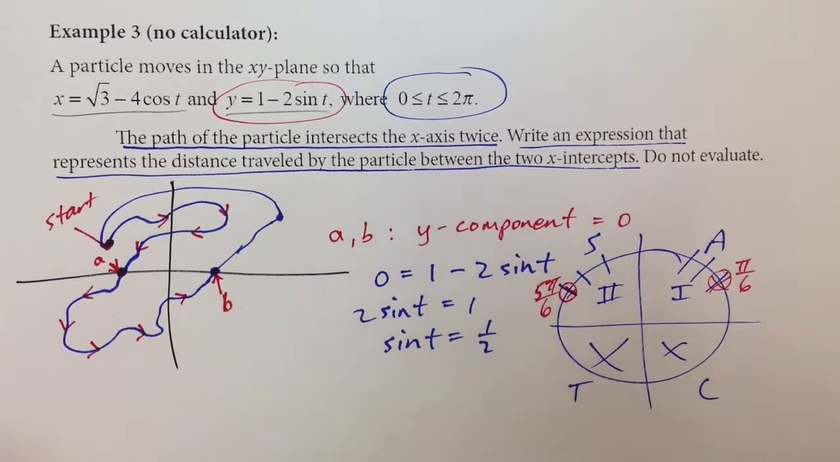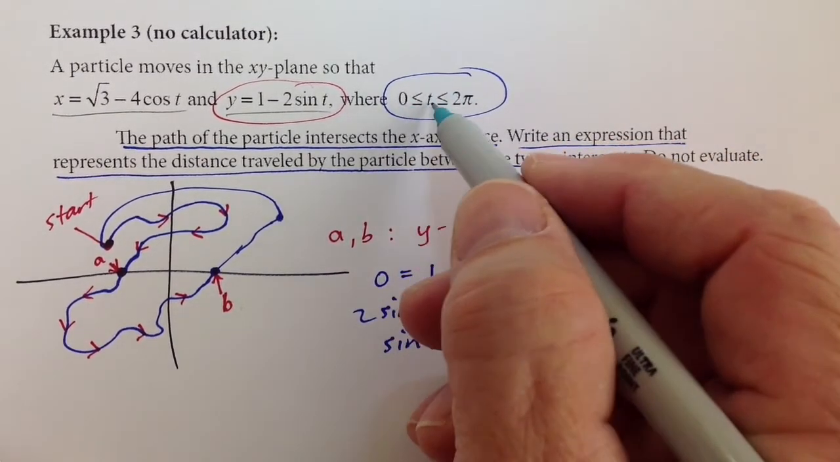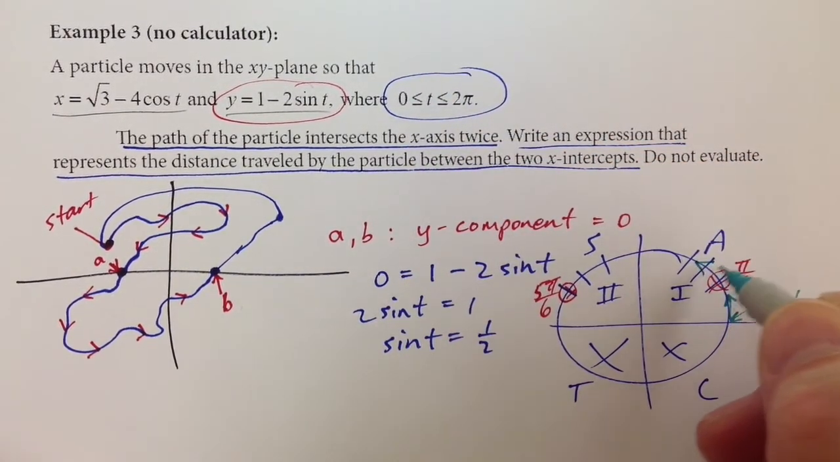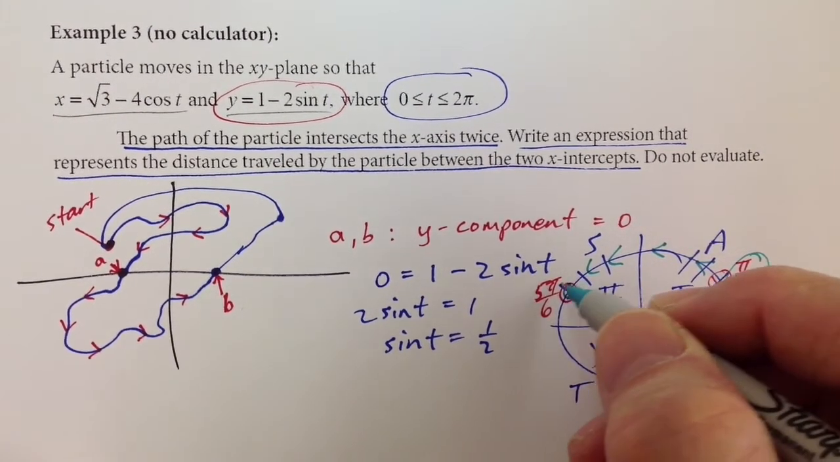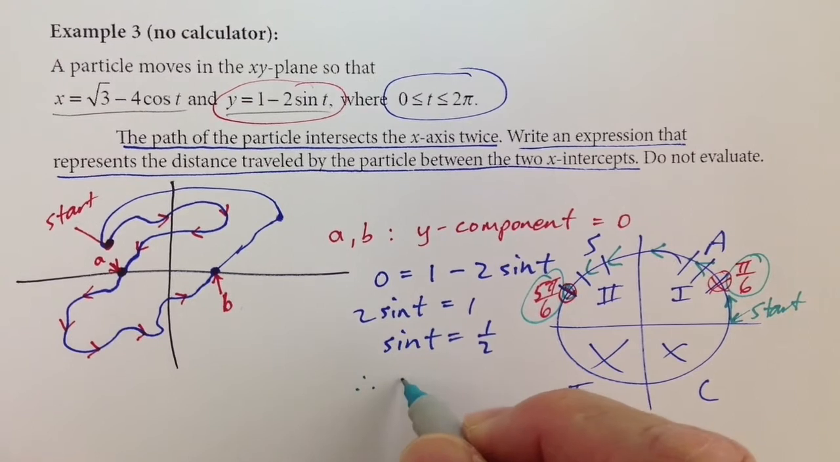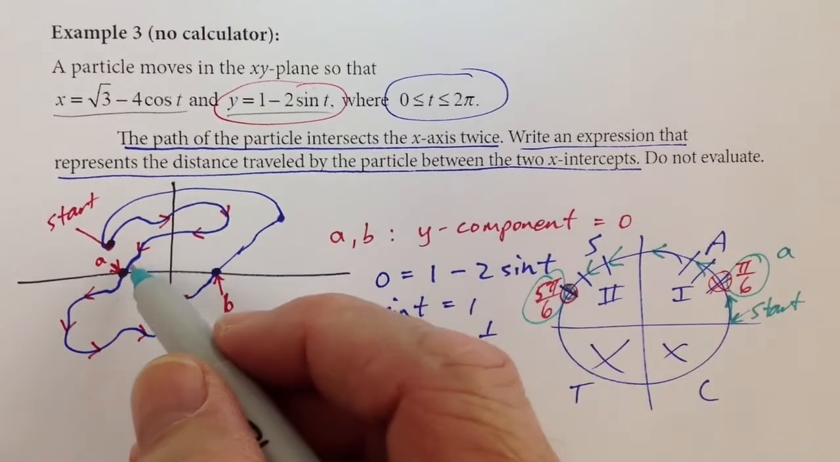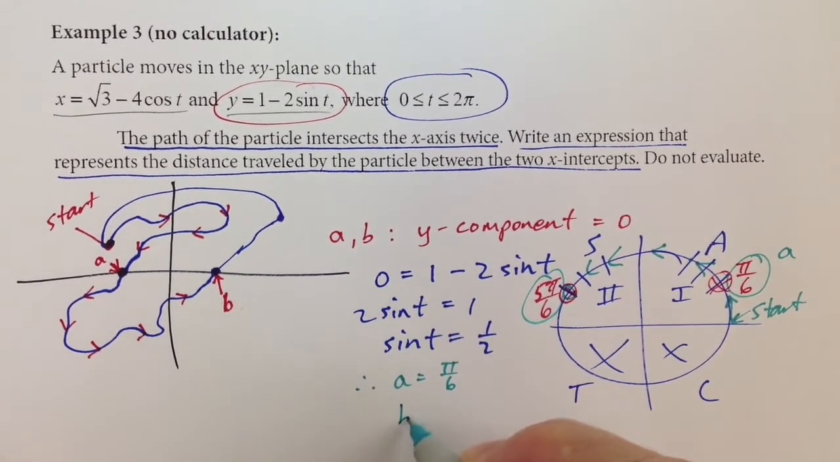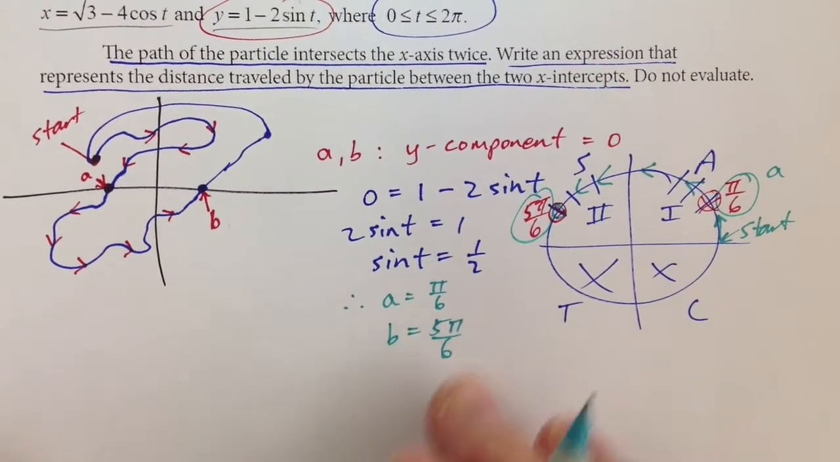Okay? So look at this. We start here, and we go this way, because it says we go from 0 to 2 pi. So we go this way, and we're going to hit pi over 6 first, keep going, keep going, keep going. We're going to hit 5 pi over 6 next. So a is pi over 6. That's our a. Remember, we hit a first, and then b would be 5 pi over 6. So we've got our a and we've got our b.